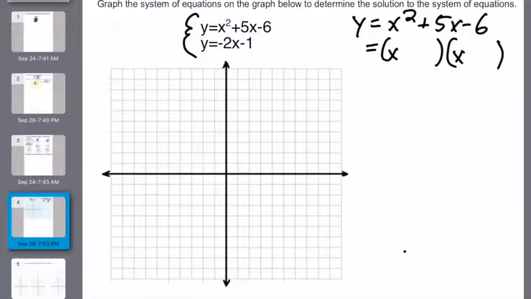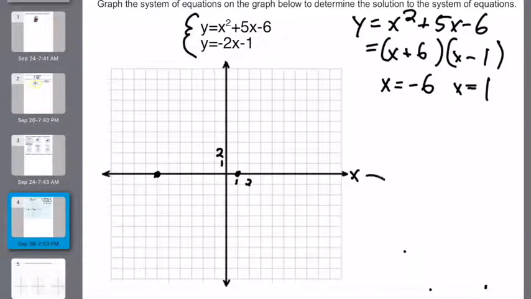Next, we want to figure out, okay, what's going to multiply to give me -6 and add to give me +5. Well, we're going to have a +6 and a -1. Okay, so this tells us that x = -6 and x = 1 are my roots. So I can go ahead and graph those here at x = -6 and 1, 2, 3, 4, 5, 6. Okay, always good to label our axes.